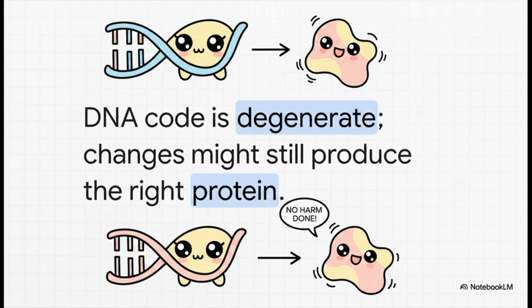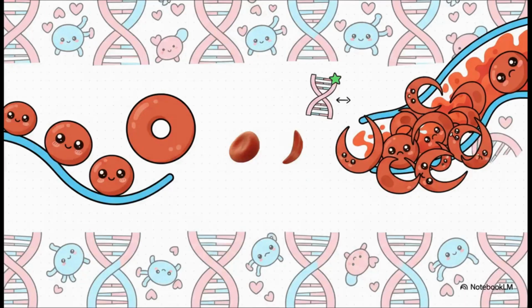Why? Because our DNA code is what biologists call degenerate. Basically, a small base change might still code for the exact same amino acid, so the right protein still forms and everything functions totally normally. No harm, no foul.